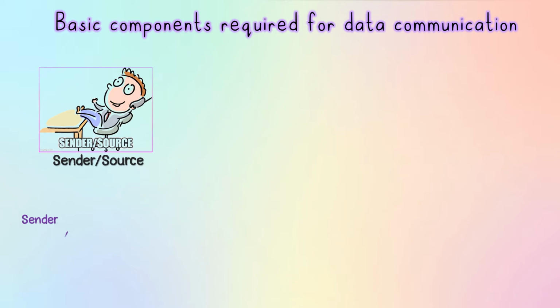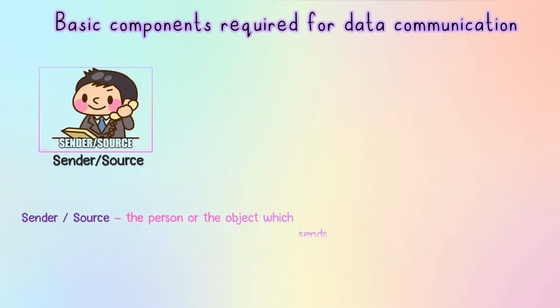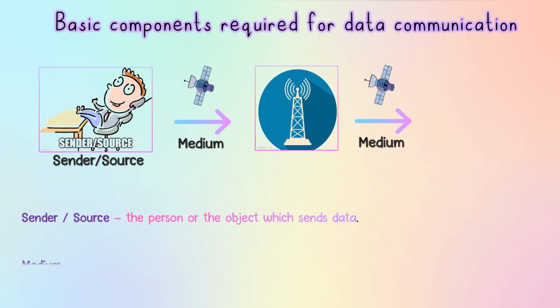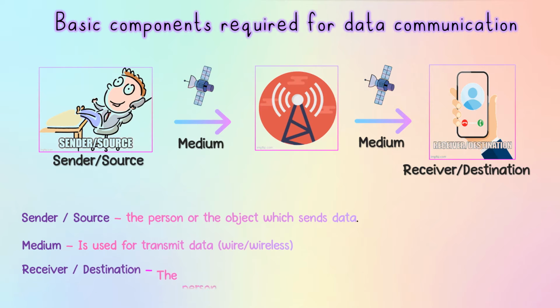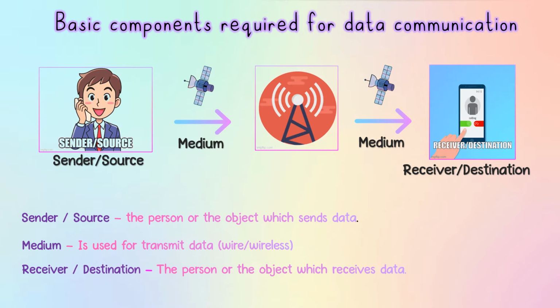Basic components required for data communication. Sender or source: the person or the object which sends data. Medium is used to transmit data. Receiver or destination: the person or the object which receives data.